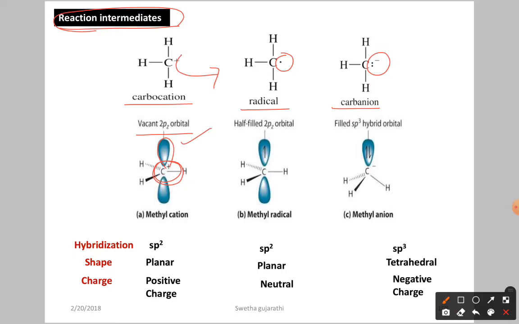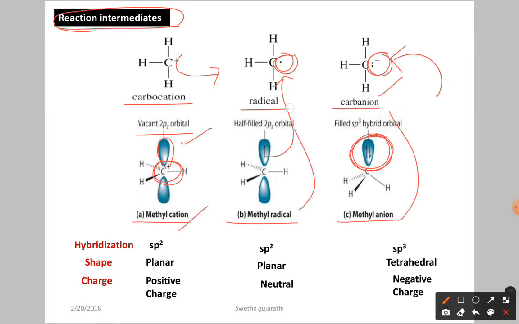Next, in a free radical we have one unpaired electron in the hybrid orbital. In the case of a carbanion, we have a pair of electrons, because it takes a pair of electrons, so we have one pair of electrons. Now these are called methyl cation, methyl radical, and methyl anion. These are the names of the intermediates.